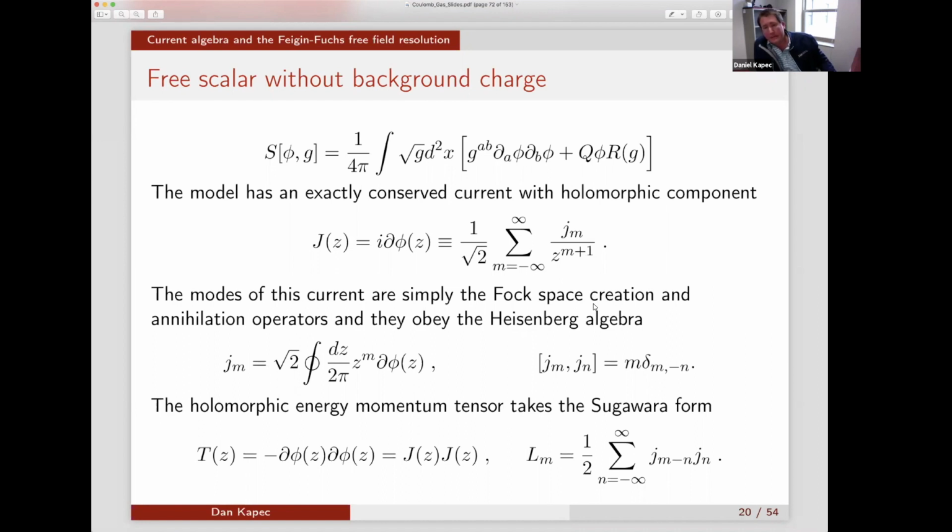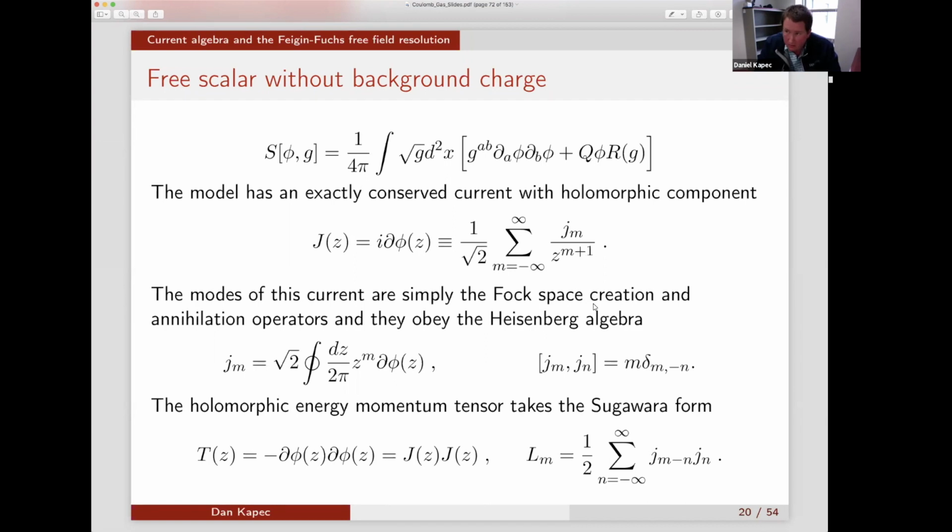Okay, so we can start at the very bottom, which is just a free scalar without a background charge, so Q is equal to 0. And for the moment, we will just work holomorphically. We're not going to pay attention to global issues like compactness. So the model has a U(1) current. You can expand it into modes. Those modes are just the Fock space creation and annihilation operators. They obey the Heisenberg algebra.